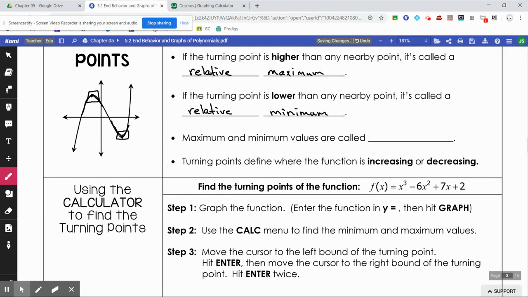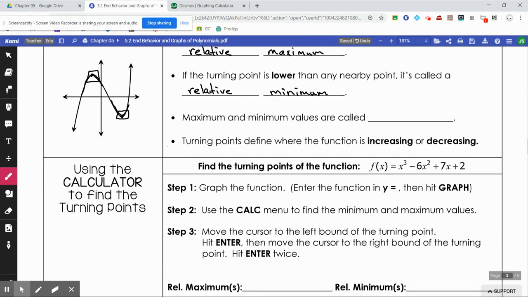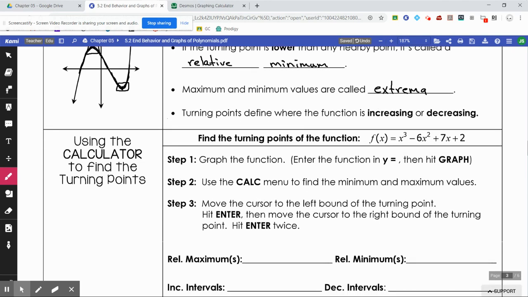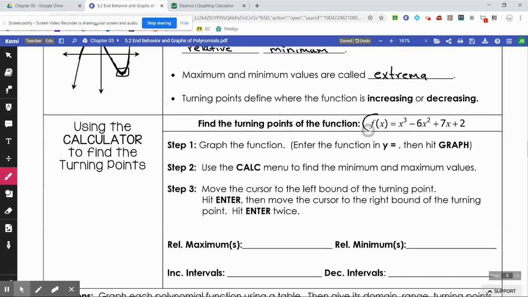Maximum and minimum values are called extrema. Turning points define where the function is increasing or where it is decreasing, or whether it goes back to increasing. So at those turning points is the switch from an increasing function to a decreasing, or a decreasing back to an increasing. What we're going to do here says find the turning points of these functions.